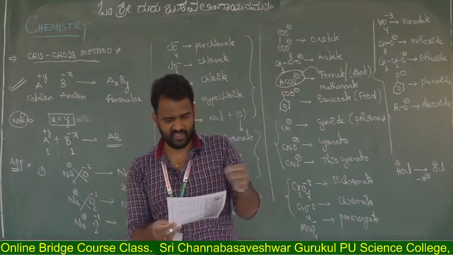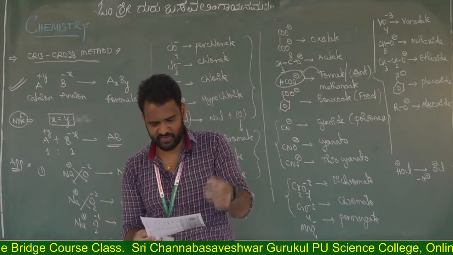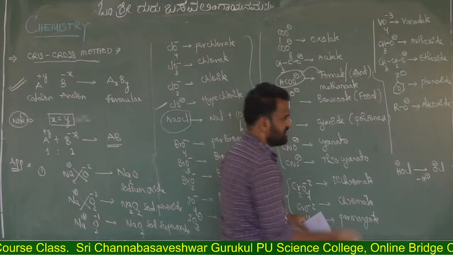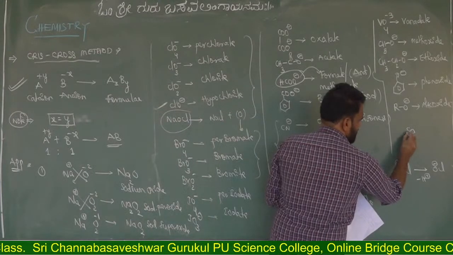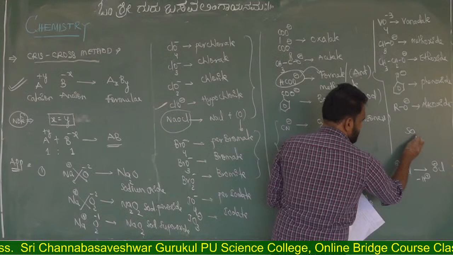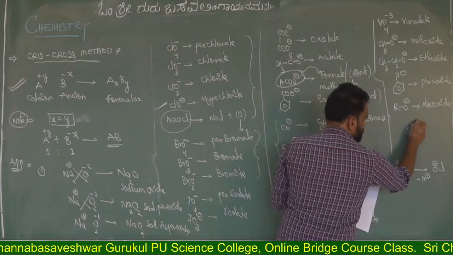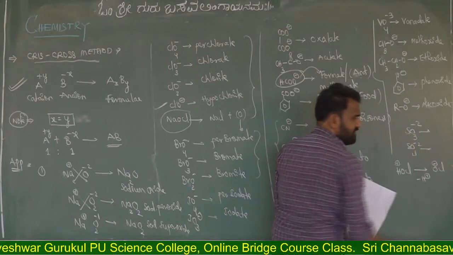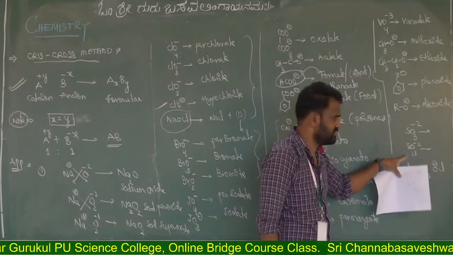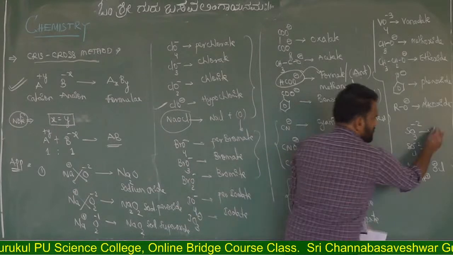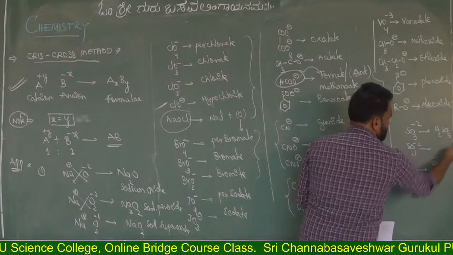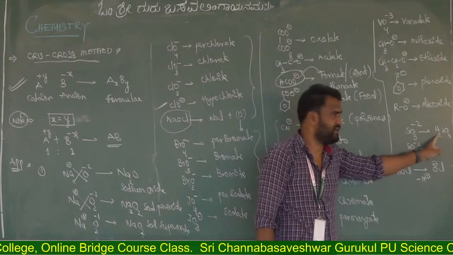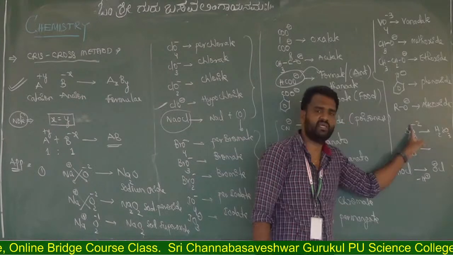Next, Darshan Gaming asked about sulfurous and sulfuric. The difference is only oxygen. Sulfurous acid and sulfuric acid give SO3 -2 and SO4 -2. I gave the names: this is sulfite, this is sulfate. If you have H2SO3, this is sulfurous acid. If I remove 2 hydrogens, then -2 will be the charge.